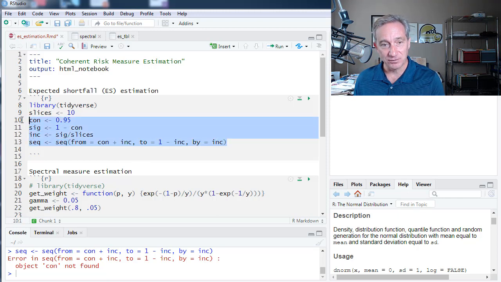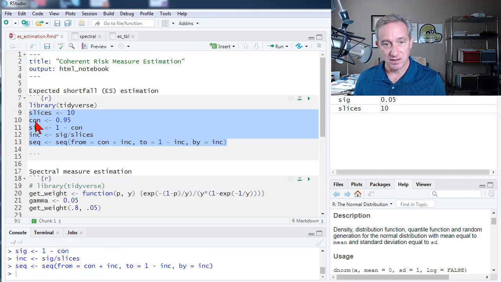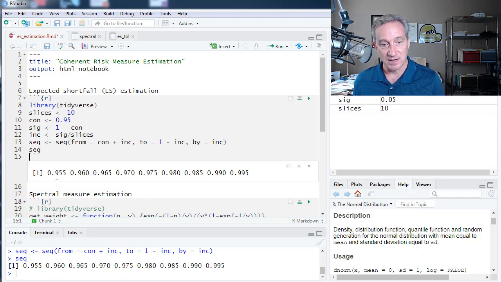And if I just run those, okay, then you'll see here my sequence. I'll just print my sequence out. You can see what I've done here. What I have is 9 values, right, as a function of slices is 10. We subtract 1, we'll get the number of values here, starting at 95.5% confidence, going in 0.5% increments, and ending at 99.5% confidence per the sequence command.